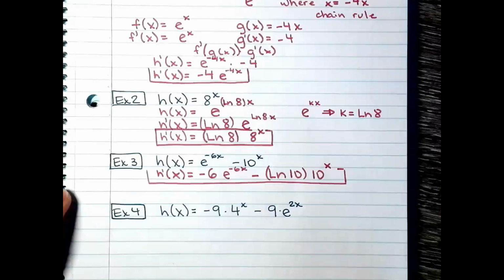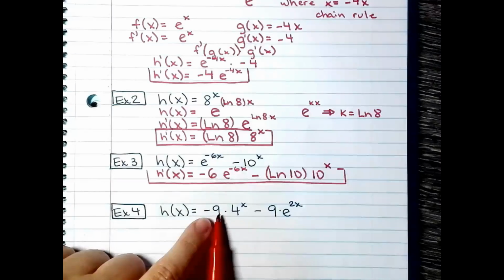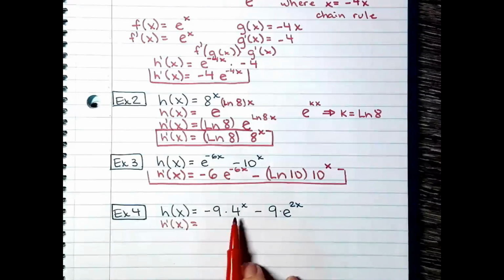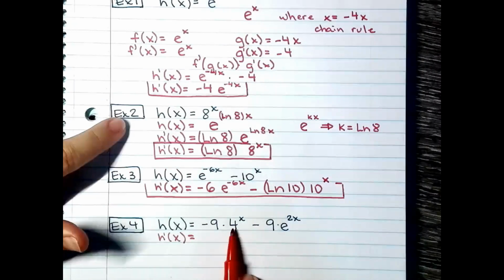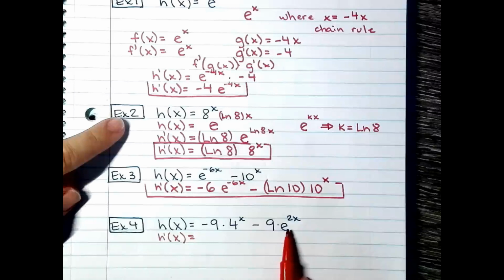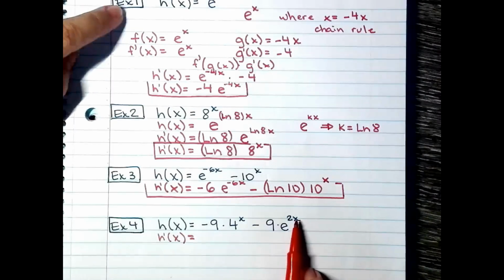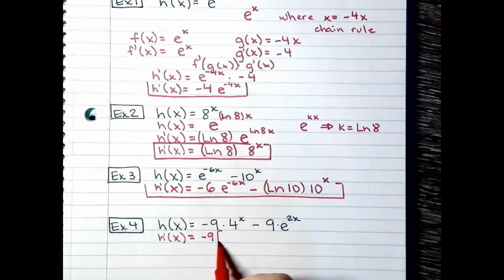One more. So now I have the negative 9 right there. I have a function like I do in example 2. And I have another e to whatever power like I have on the first example. So we're going to do it all together. It's not a big deal.